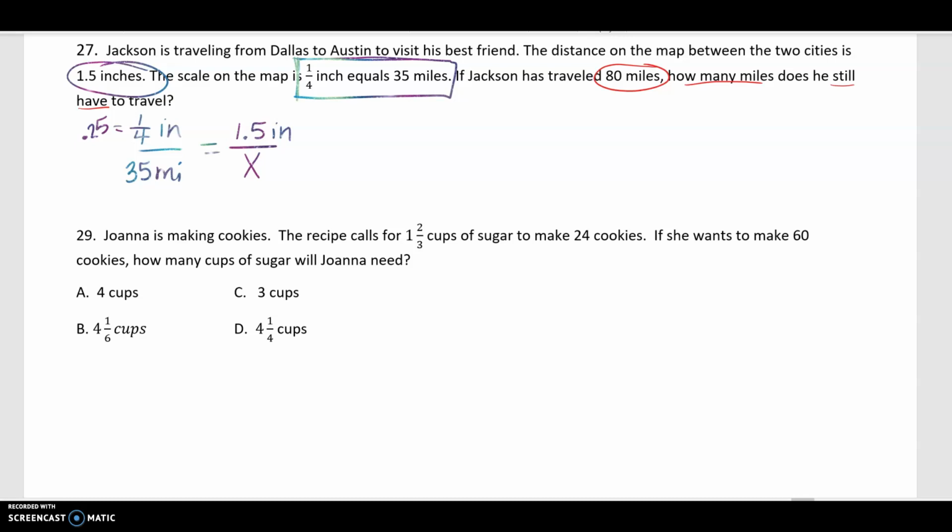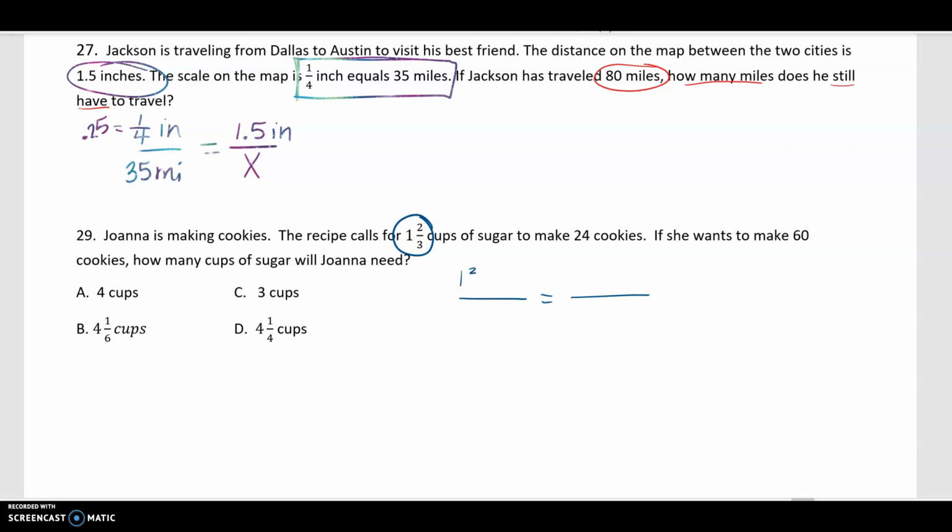Number 29, Joanna is making cookies. The recipe calls for 1 2/3 cups of sugar to make 24 cookies. If she wants to make 60 cookies, how many cups of sugar will she need? Okay, so one thing that's important to remember, if we have a third or 2/3, we have to keep it in fraction form because that's a repeating decimal. All right, and so here we're making a comparison. So for me, a comparison means I'm going to set up a proportion.